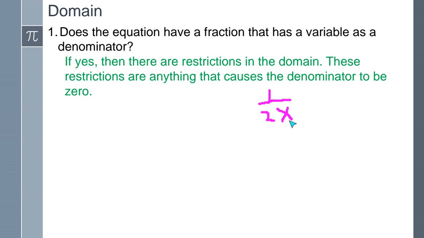So since you have a variable in the denominator, that means you're going to have some numbers that we cannot use because we cannot divide by 0. So for example, if x was 0 here, we would have 1 divided by 0. And if you put that in your calculator, it's going to tell you that it's an error or undefined, depending on your calculator.